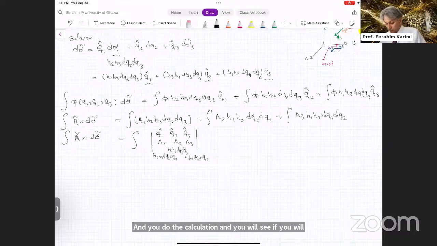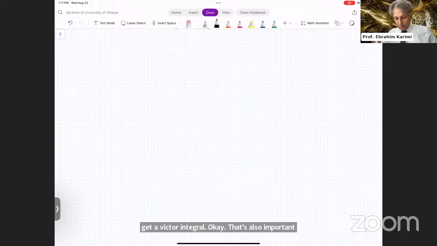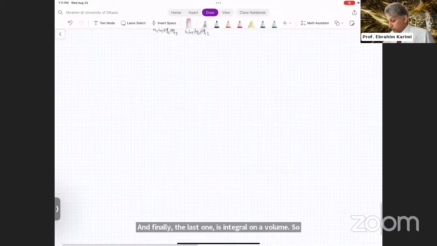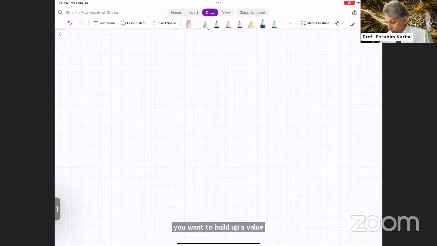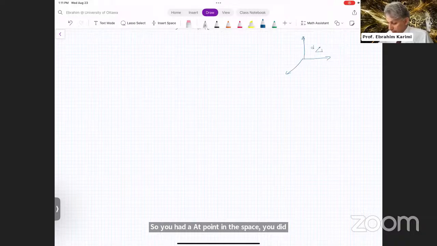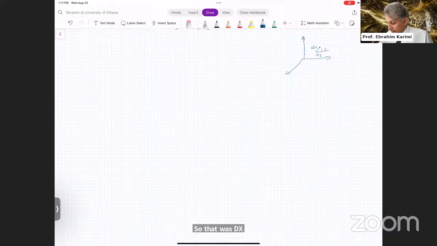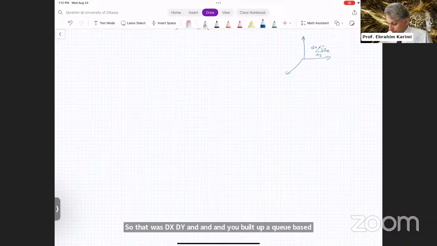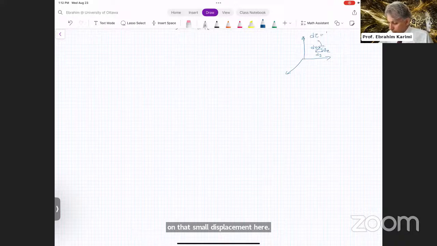That's also important. And finally, the last one is the integral on a volume. So you want to build up a volume. How did we create the volume before? You had a point in space, you did a displacement in dx, a displacement in dy, and a displacement in dz, and you built up a cube based on those small displacements. And the volume that you had, d tau, was dx, dy, dz.